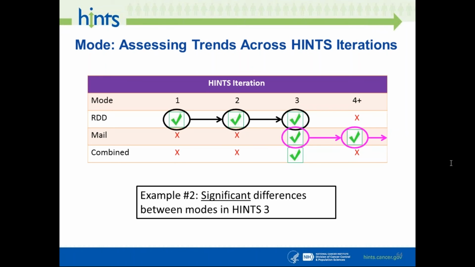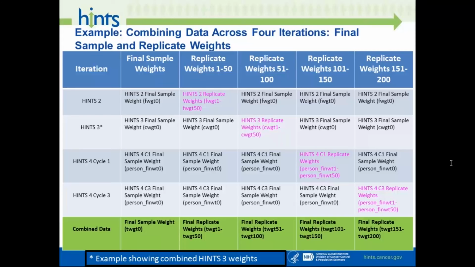Okay, here's a very busy slide, but bear with me for a little bit. I want to talk about what you're doing when you're combining across iterations. Allie is going to show you specifically code that does that. Let's say, for example, we want to merge four iterations of HINTS, those first four rows: HINTS 2, HINTS 3, HINTS 4 cycle 1, HINTS 4 cycle 3. And then we're going to create this combined data set.